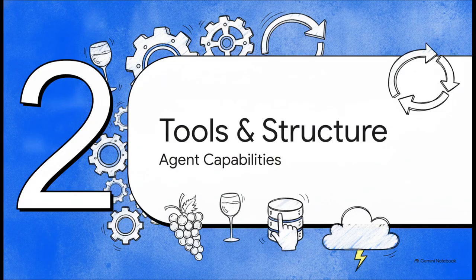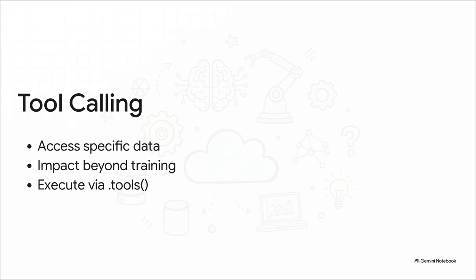All right, moving to Section 2, tools and structure. Let's give this agent some actual capabilities. So to achieve real-world impact beyond just its static training data, we have to grant the LLM new, dynamic skills through tool calling. This is really what turns the AI from a passive encyclopedia into an active participant.